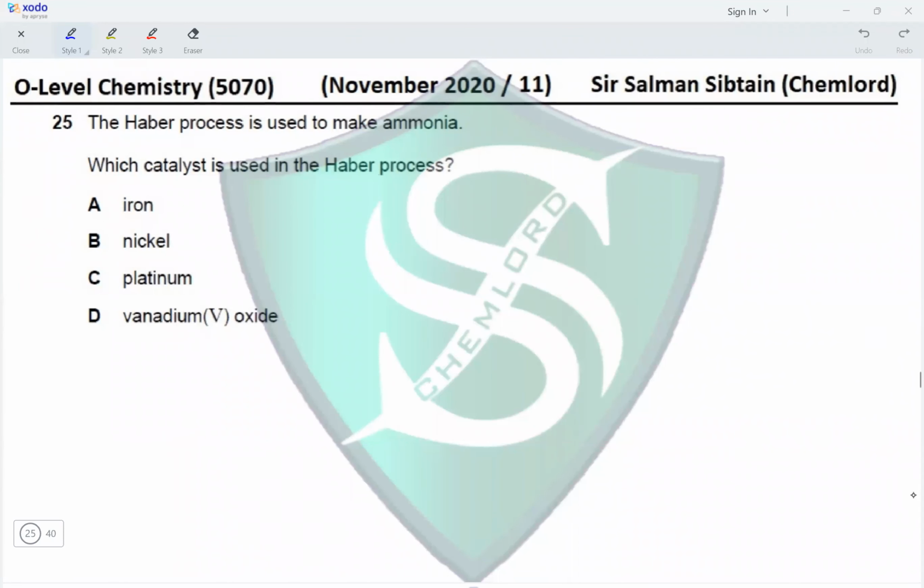Question 25. The Haber process is used to make ammonia. Which catalyst is used in the Haber process? We either have iron or we have iron oxide, which is Fe2O3, iron 3 oxide. So option A is iron, yes. Option B is nickel, no. C platinum, no. D vanadium, no. So this makes option A the correct option for this question.